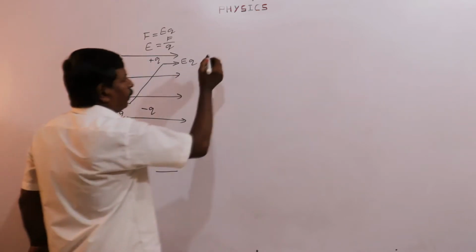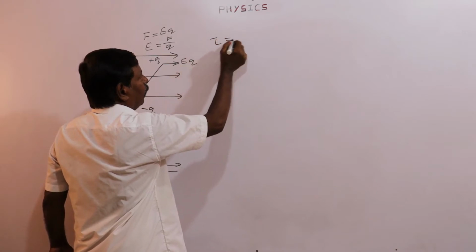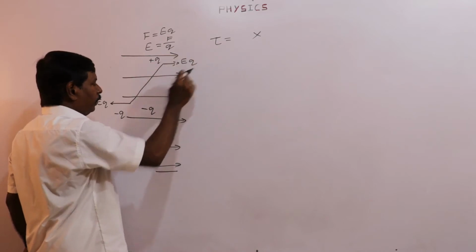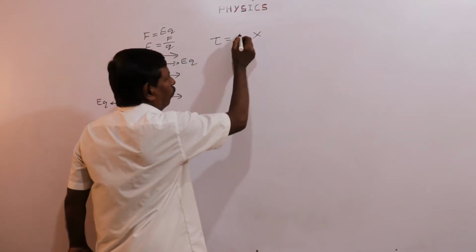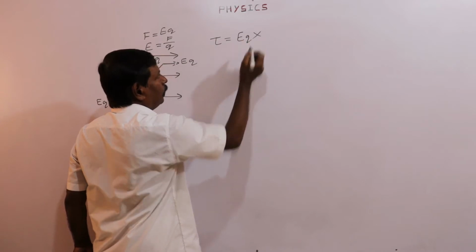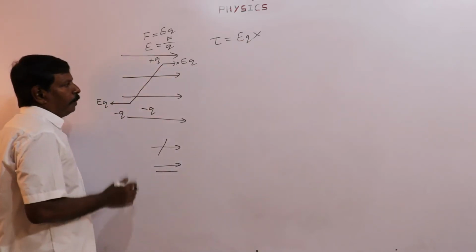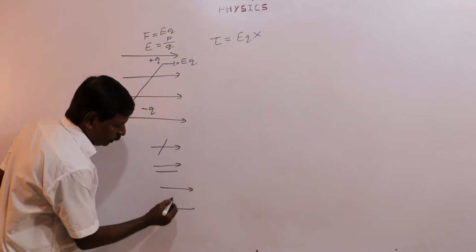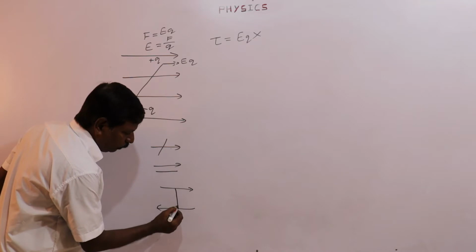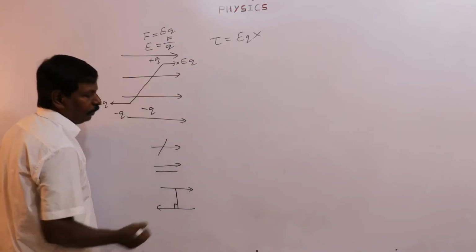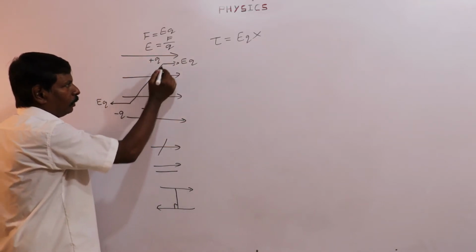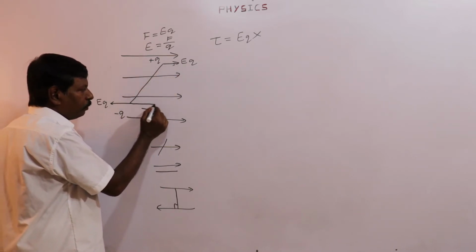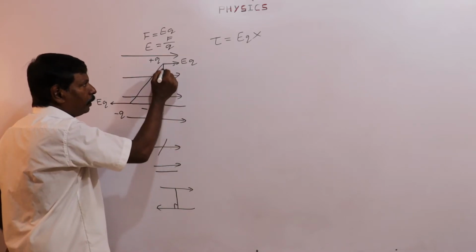So the magnitude of the torque is the product of any one of the forces, EQ, and the perpendicular distance between the two forces. To calculate the perpendicular distance: there is a force at this point and a force at this point. If we extend this force line like this, that is the perpendicular distance. This is the perpendicular distance between the two forces, and the angle is 90 degrees.